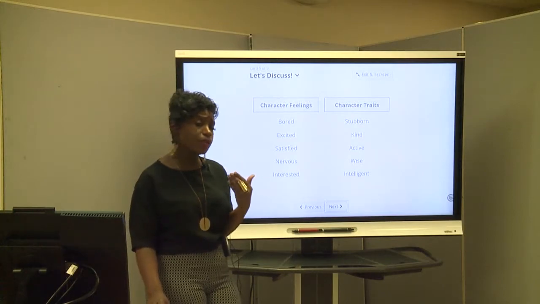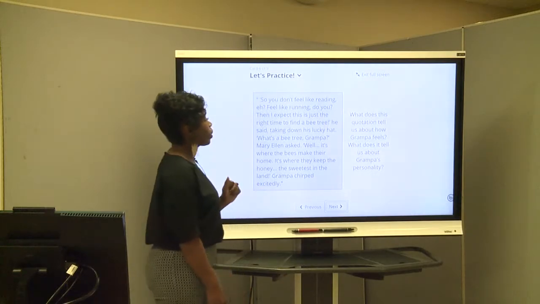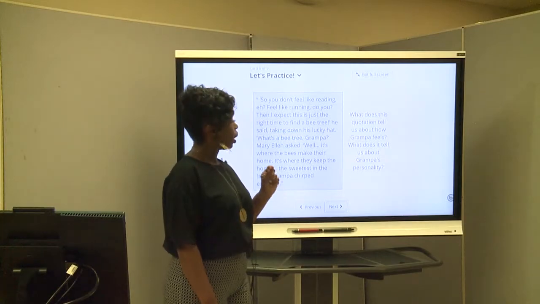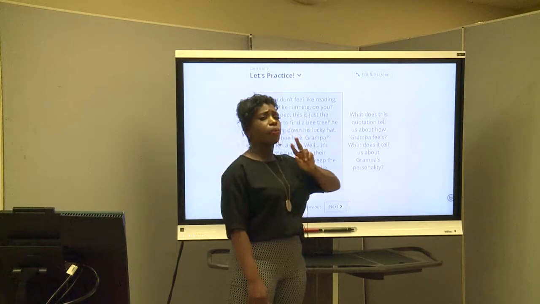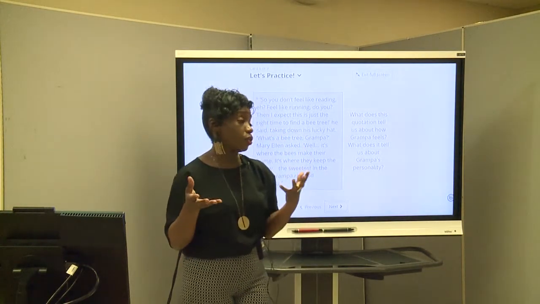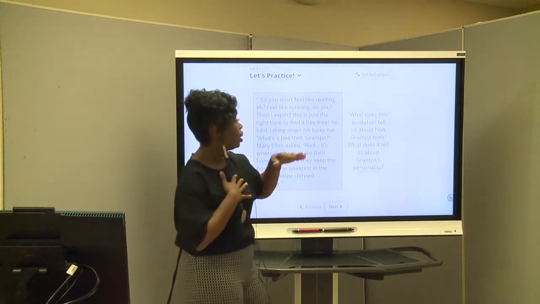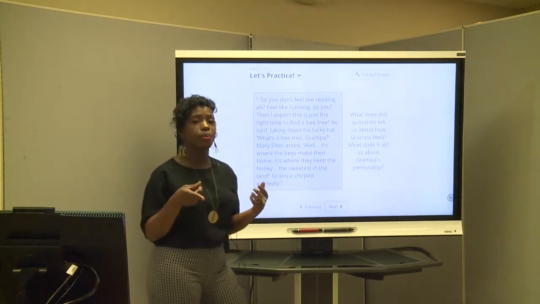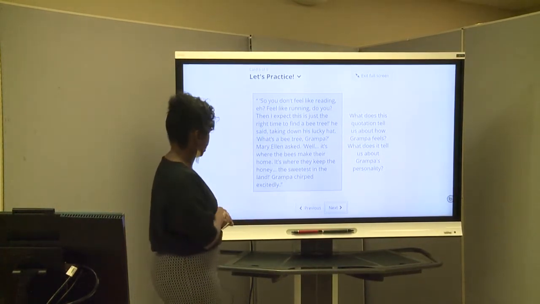So as we go into the lesson, we're going to talk more about characters' feelings and characters' traits. So, what does this quotation tell us about how Grandpa feels? And then what does it tell us about Grandpa's personality? So, just start with those two questions. We can associate traits with our personality, because our personality leans more to our character traits and our feelings to how we feel. So, here's the quote we're going to read, and we're going to think about the difference in how Grandpa feels and the difference in Grandpa's personality.